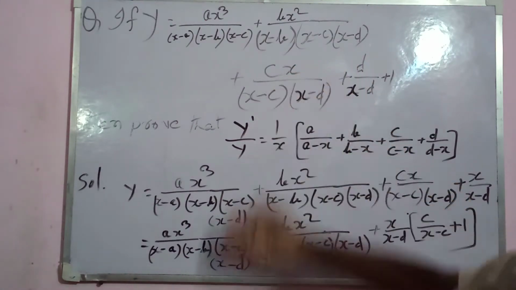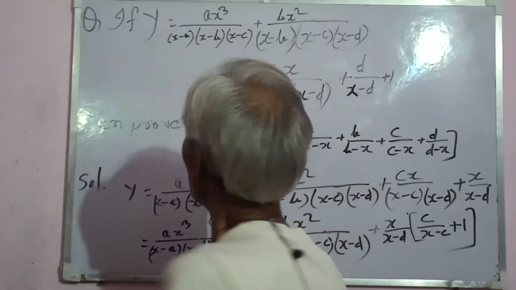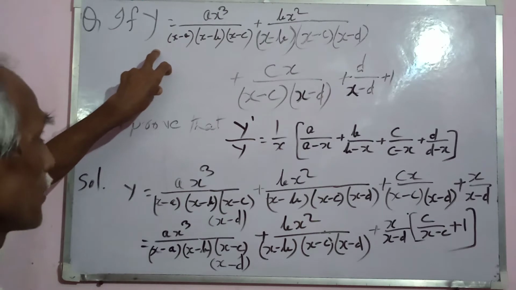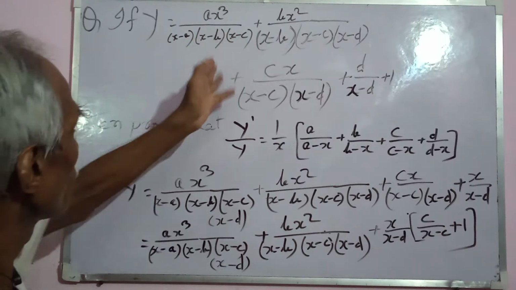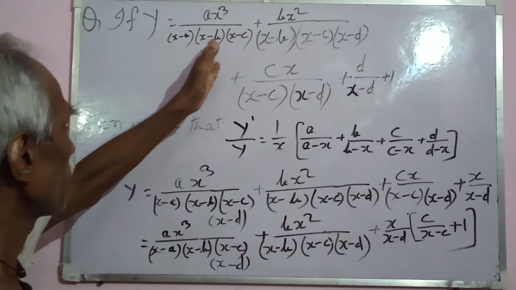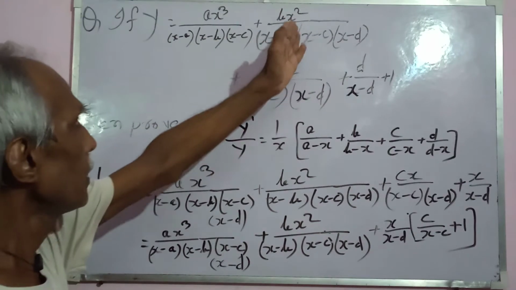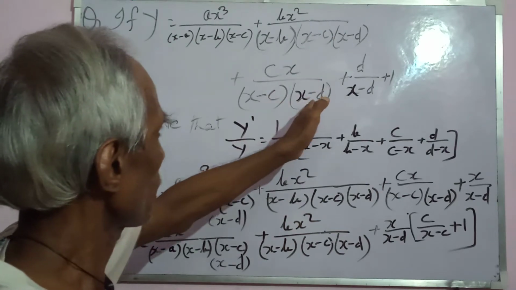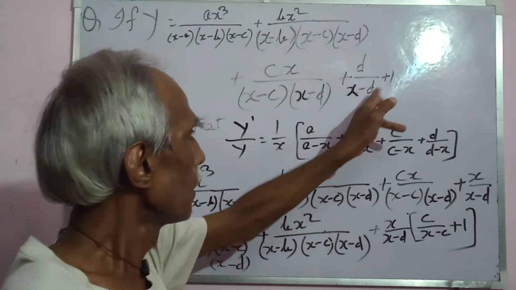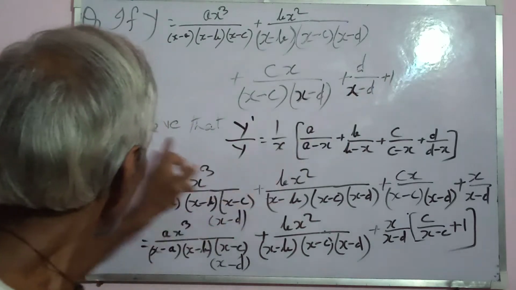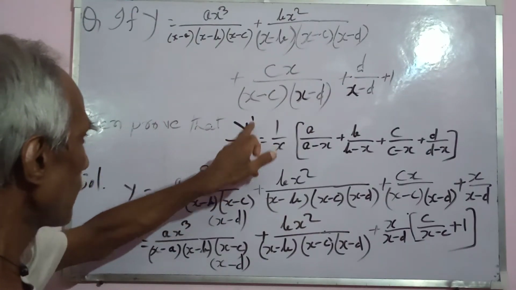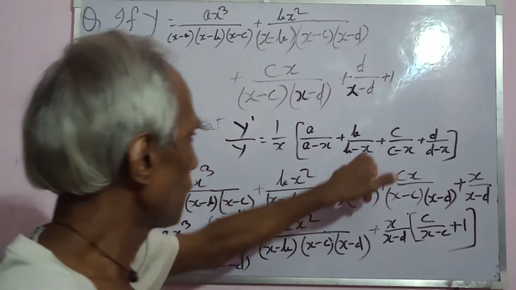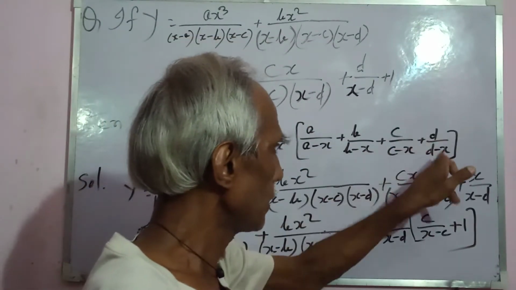Now look at the sum. Here the condition is given to you: if y is equal to ax cube by (x minus a)(x minus b)(x minus c), and similarly bx square by (x minus b)(x minus c)(x minus d), plus cx by (x minus c)(x minus d), plus d by (x minus d) plus 1. Then we have to prove y dash by y is equal to 1 by x, a by a minus x, plus b by b minus x, plus c by c minus x, plus d by d minus x.